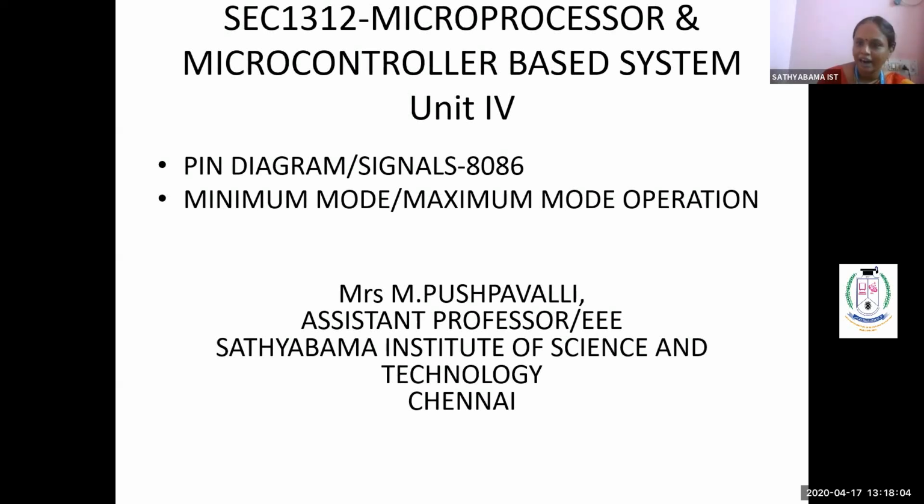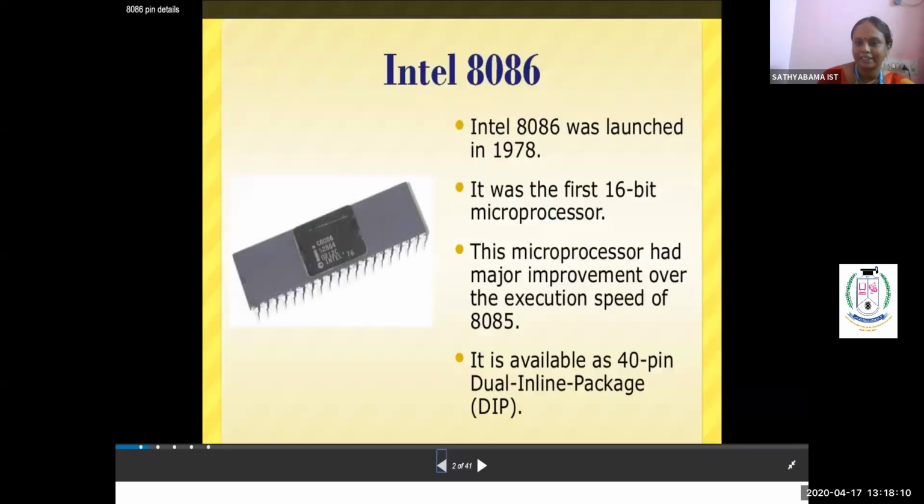8086. And another question may be: explain the minimum and maximum mode operation. So to enter into 8086, it's about unit 4, and I think you have received all this PPT. We are going to see what is the difference between 8085 and 8086 and what signals are there. I told you, when you understand 8085, it is easy to understand the signals of 8086 also.